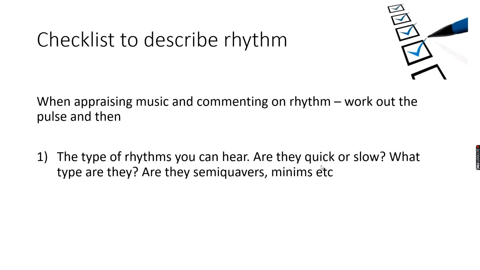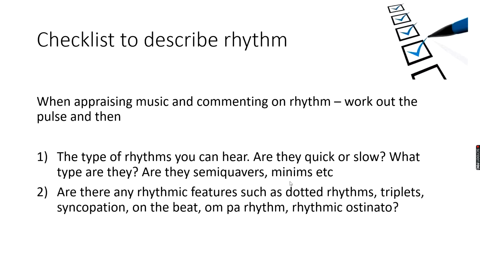So just going back to our checklist, because if you were having to write in detail about the rhythm in your listening exam as an extended writing, we could talk about the type of rhythms we're hearing and talk about, you know, the semiquavers, the minims, or just talk generally like the quick or slower rhythms. But you won't get as many marks. If you try and use the correct terminology, you'll get a few more marks. Something else we can talk about is the rhythmic features that we've learnt about today, like dotted rhythms, triplets, syncopation, on the beat, umpa, or rhythmic ostinato.